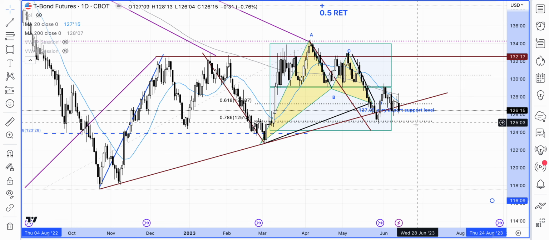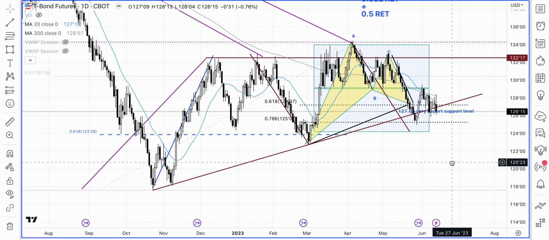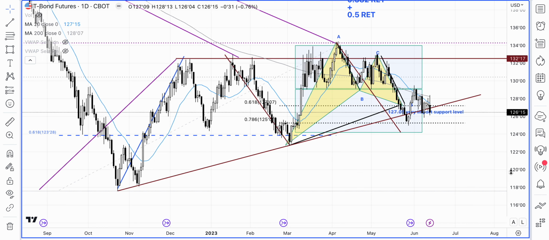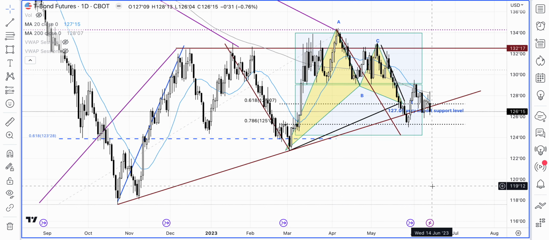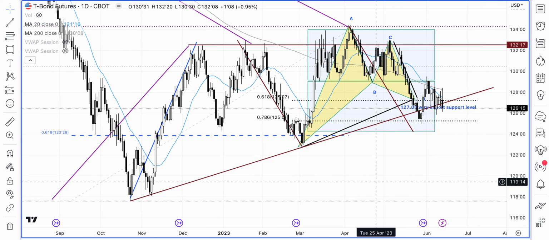If the market doesn't respect that and actually breaks down out of this range to the downside, that's going to be pretty negative. And of course, the bond price and the yield are inversely related. What it could mean is lower prices means higher yields. So that's going to be a negative.